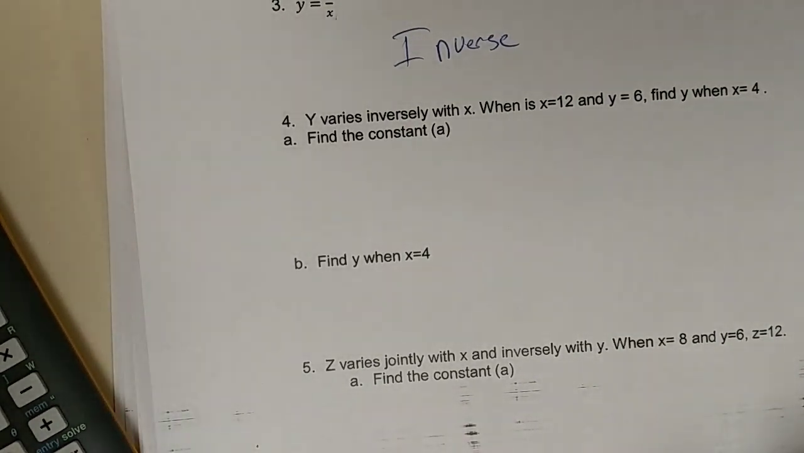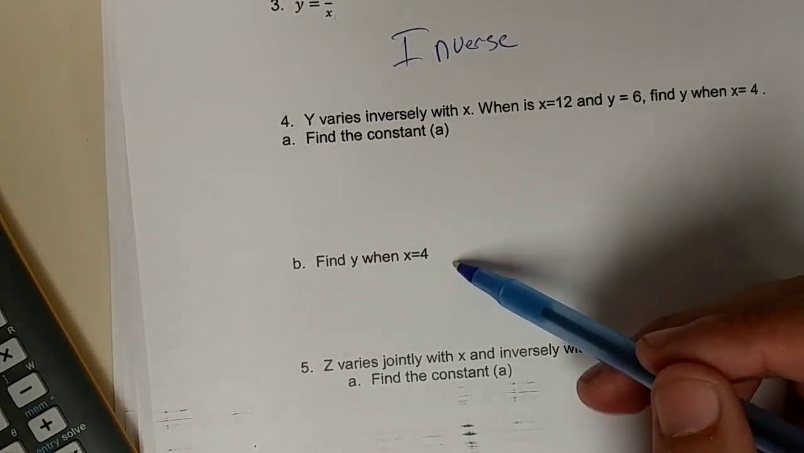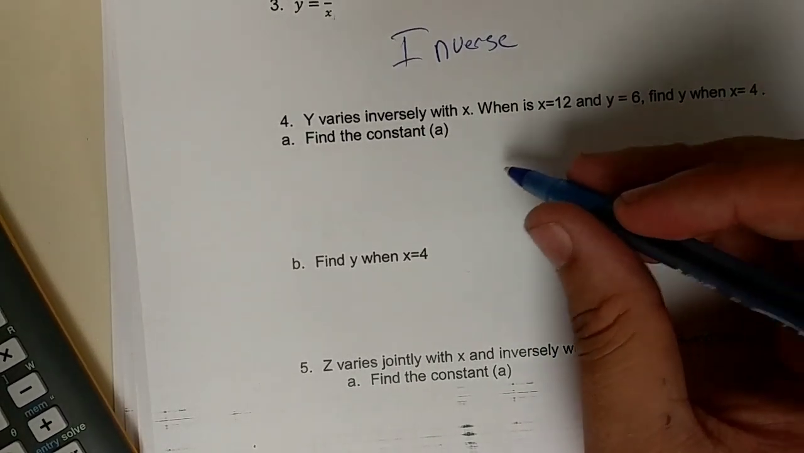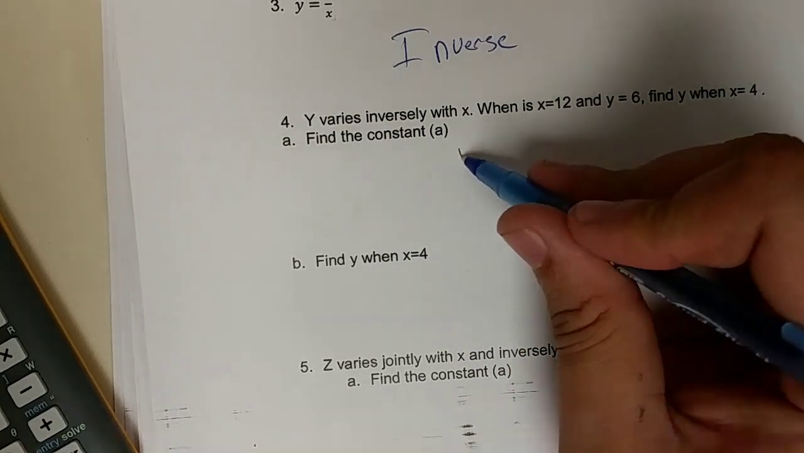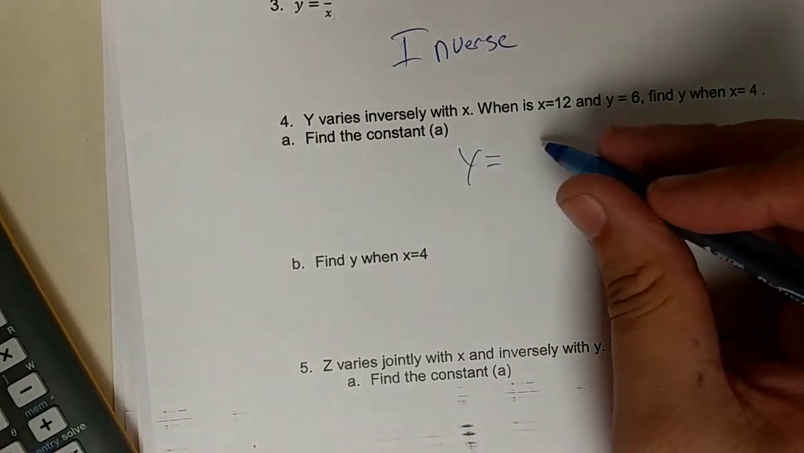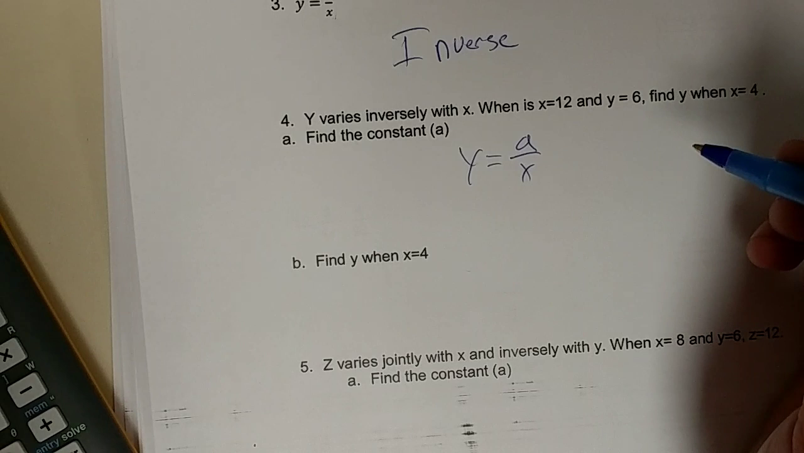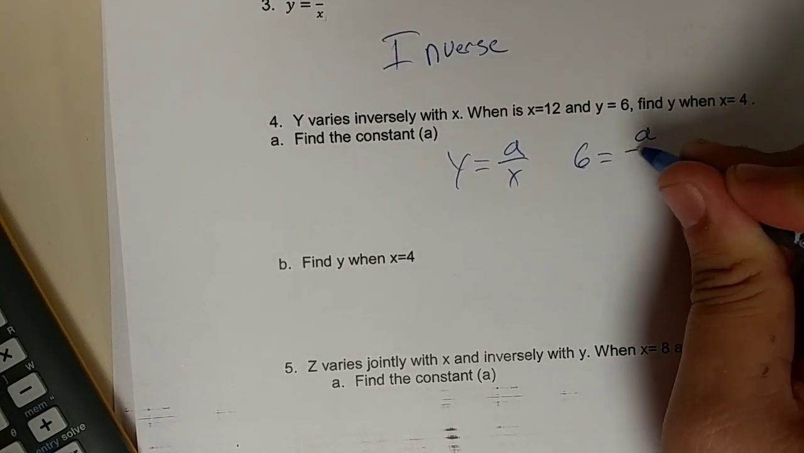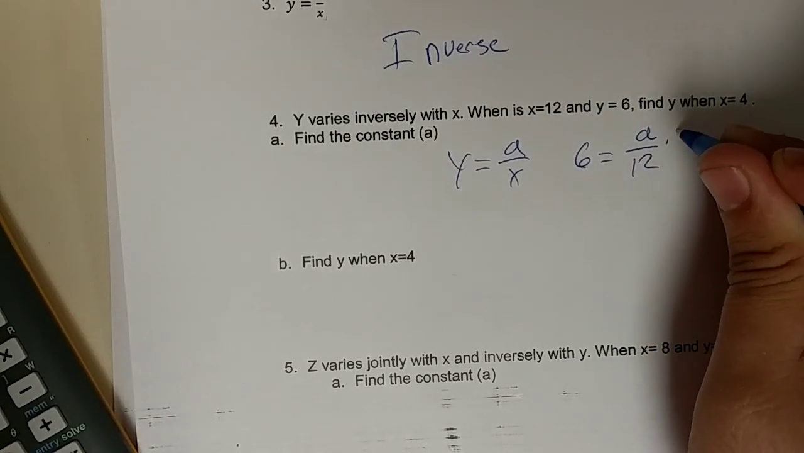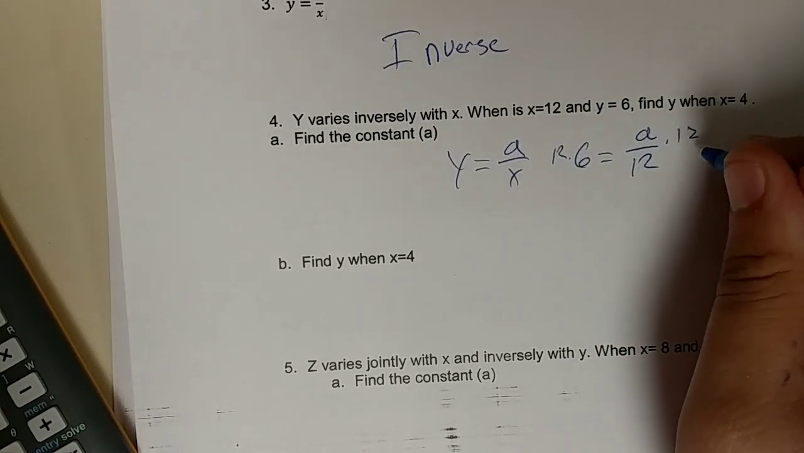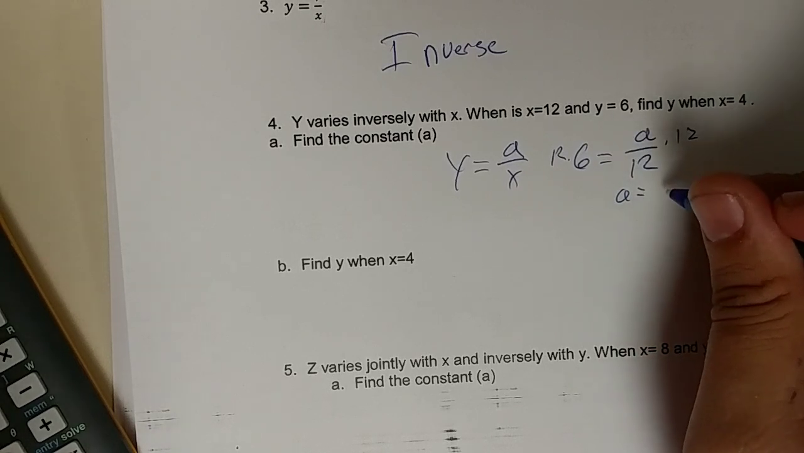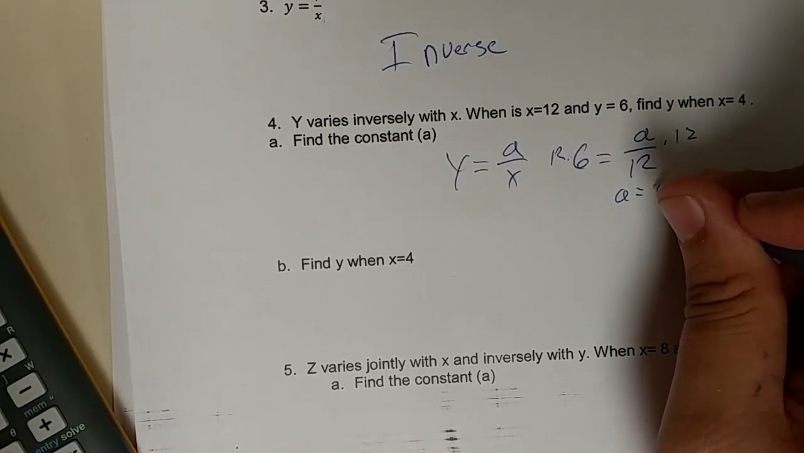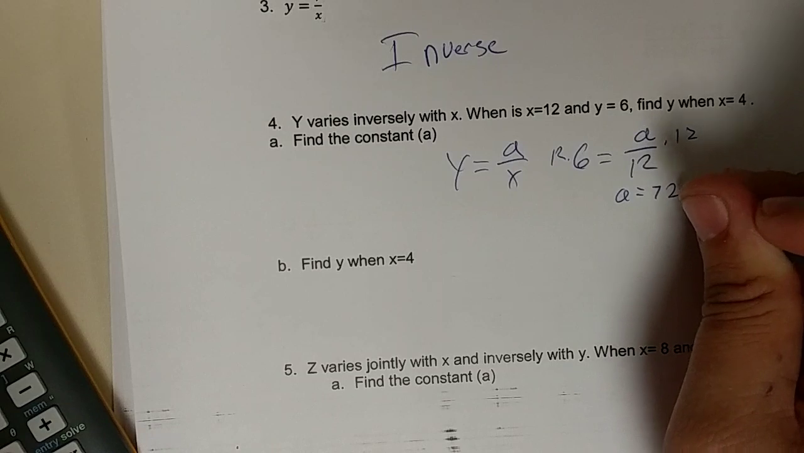Okay, y varies inversely with x. When x equals 12 and y equals 6, find y when x equals 4. It's not broken up like this for you on the test, it's just a multiple choice answer. So we have to still find a. y equals inversely, so that's a over x. So 6 equals a over 12, times 12, times 12. a equals 6 times 12, what is that? Somebody help me. Good, 72.